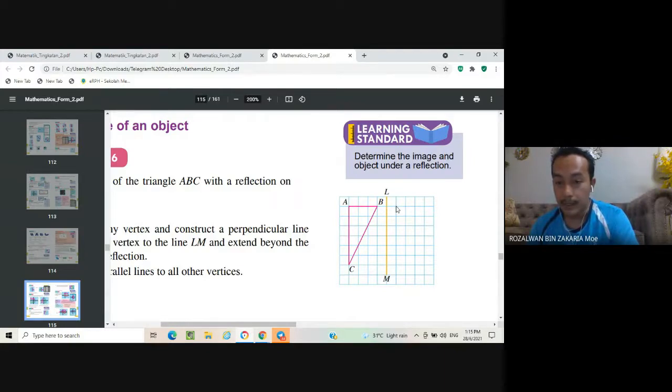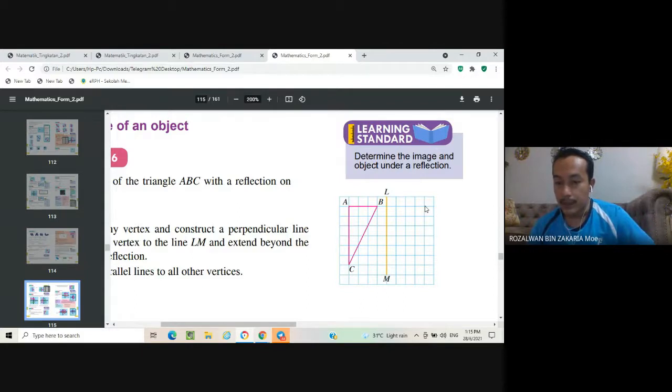Okay, next you have to identify the position of the image for the point A. So you have to calculate the distance from point A to the line LM. So it is 1, 2, 3, 4. There are 4 units. So that means the image for the point A is also 4 units to the right. That means 1, 2, 3, 4. So this one is A prime.